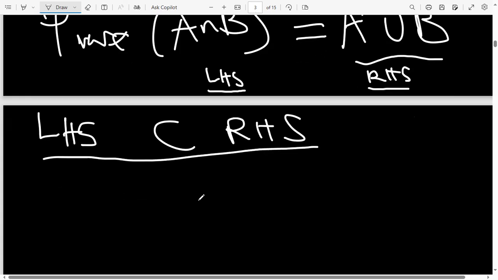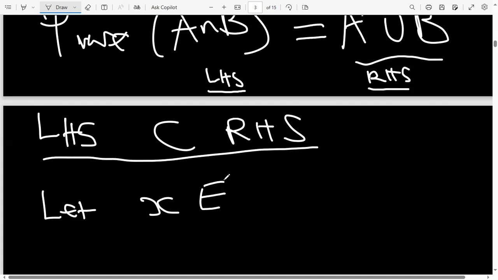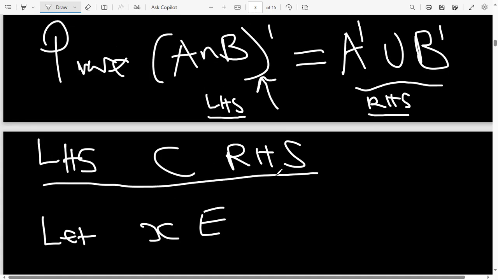So how are we going to do this? We are going to say let an element, you can choose any letter of your choice, but in this case, let me choose X. So let X be an element that is a member of this first set that we have here.